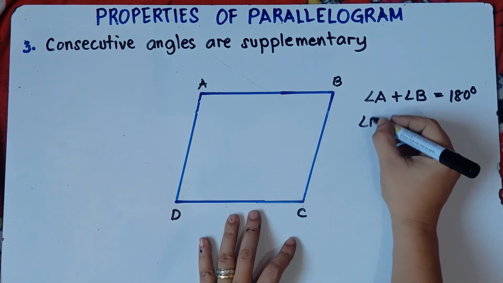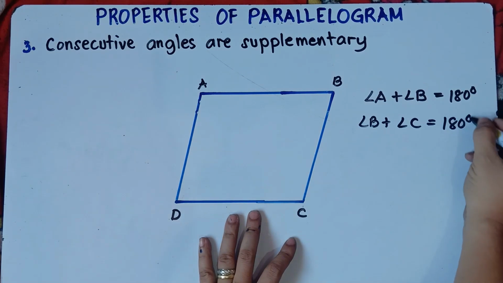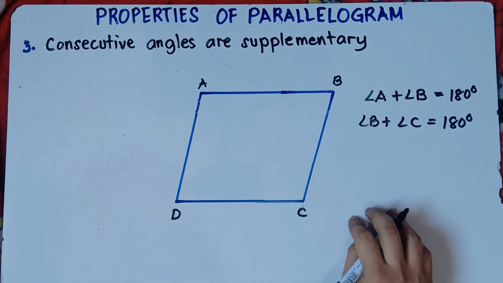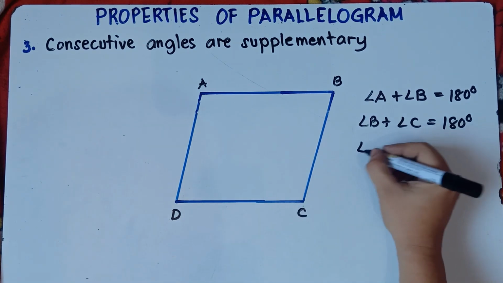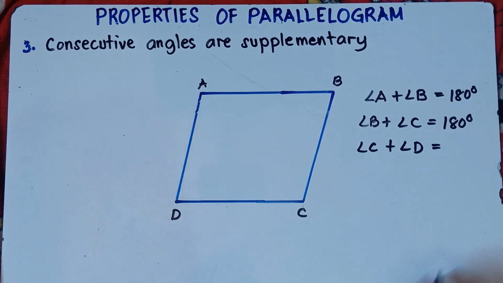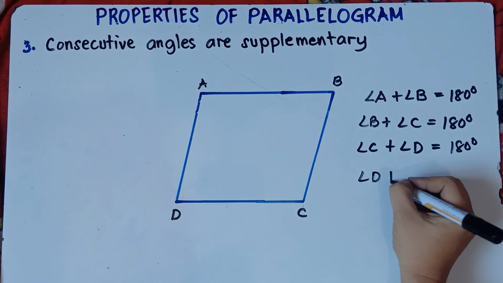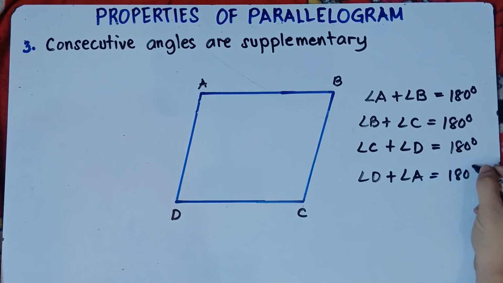So angle B plus angle C, that would be equal to 180 degrees. And we have consecutive angles, angle C and angle D. So angle C plus angle D should be equal to 180 degrees. And angle D plus angle A should be equal to 180 degrees.